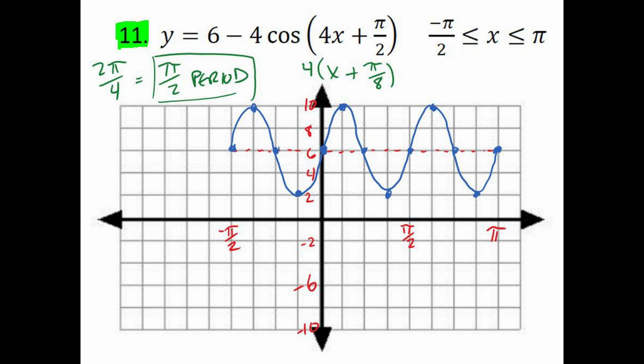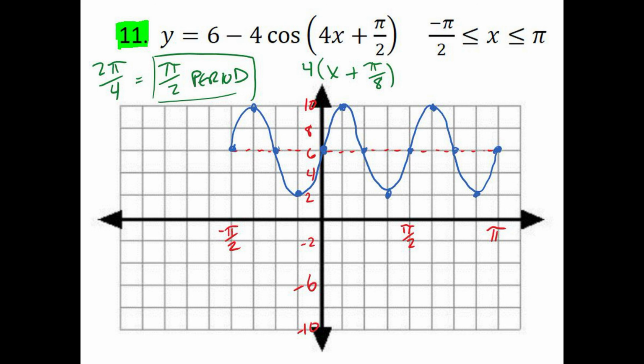And the starting point on this, like we said, is going to be shifted to the left, and it's also going to be down. We're going to be starting on the bottom because it's negative 4 pi. So we go down 4, start with our dot, and then swing up, swing down, swing up, swing down until we end up at pi. And this is the graph that we end up with for number 11.